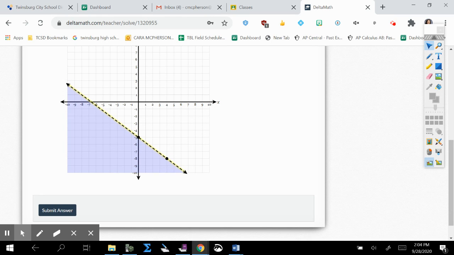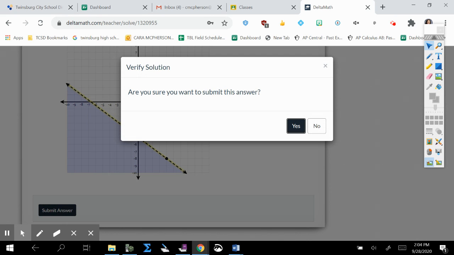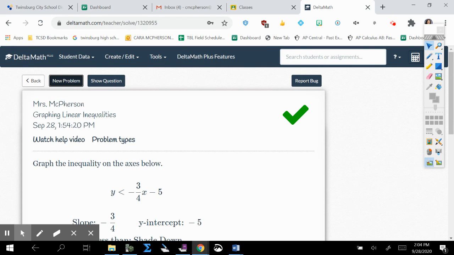You're actually going to put your points that you want to plot. You're going to decide if you want your line to be dotted or solid. You're going to decide your shading. If you don't like what you chose, you can easily hit that button to toggle between. And then once you're comfortable with it, you're going to submit your answer. So I wanted you to see one like that.